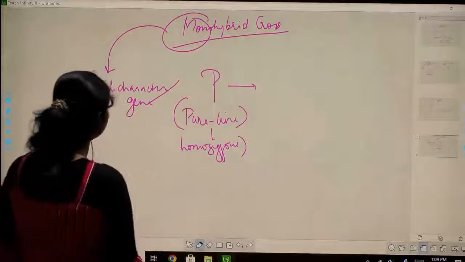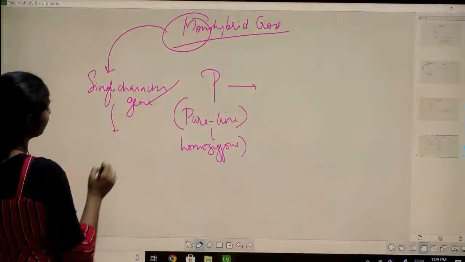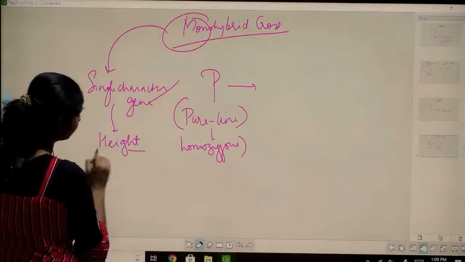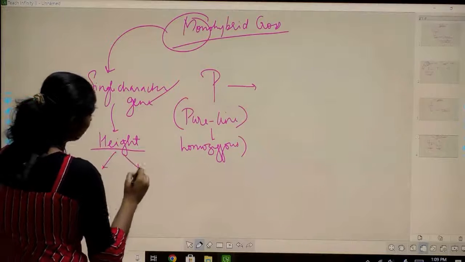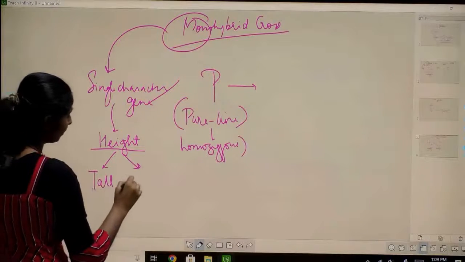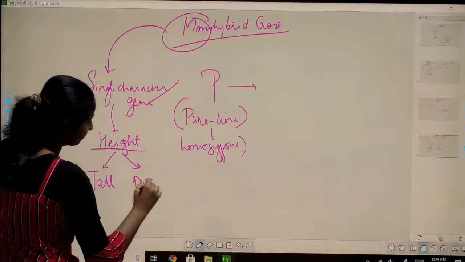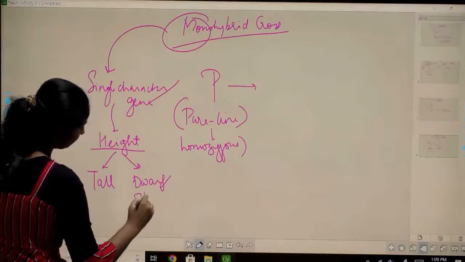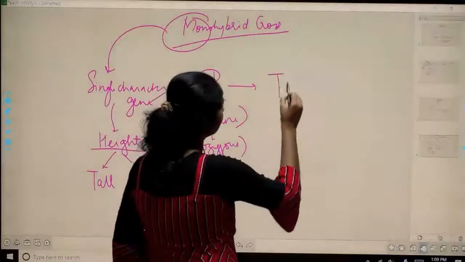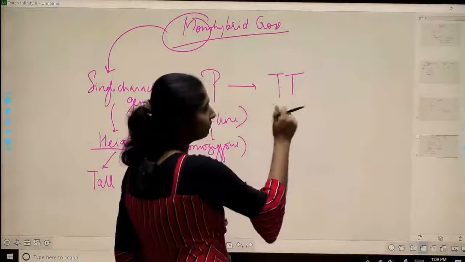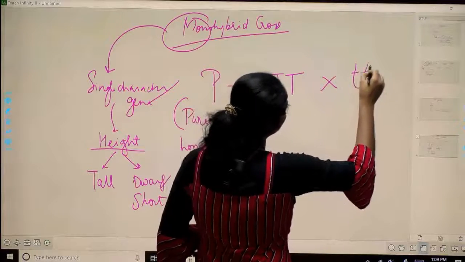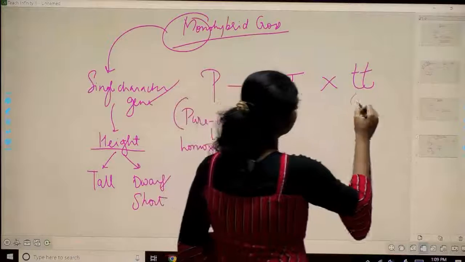Now, for example, let's say the single character gene selected was height. So there can be 2 traits for the character height. The plant can either be tall or it can be dwarf or simply short. Okay, so the parents selected were homozygous dominant, that is tall plants, as well as homozygous recessive, that is short plants.